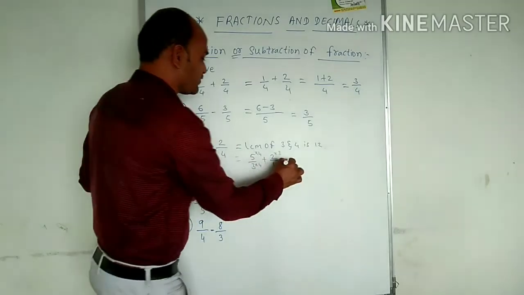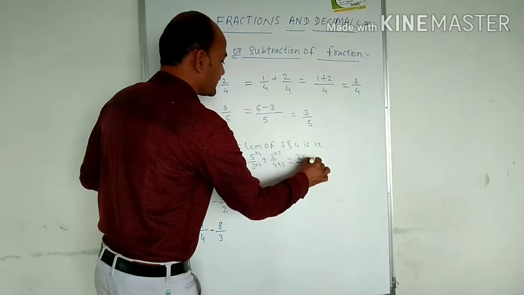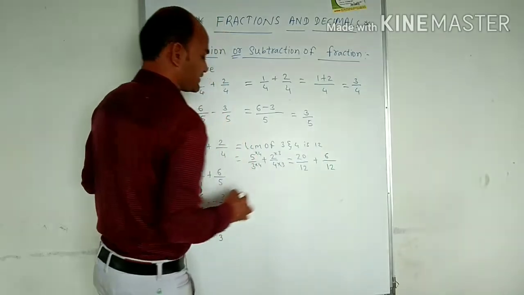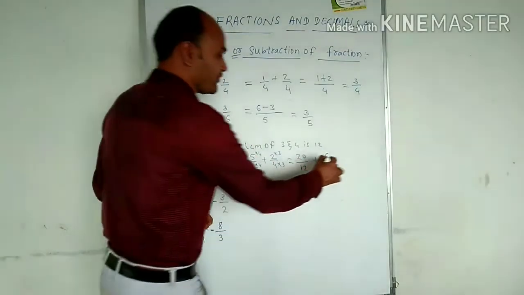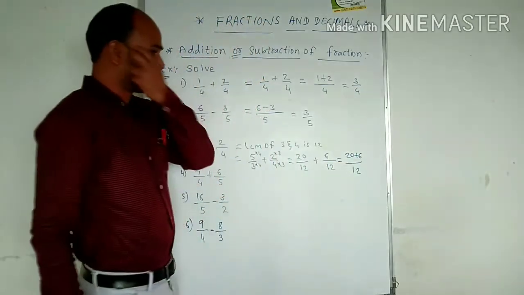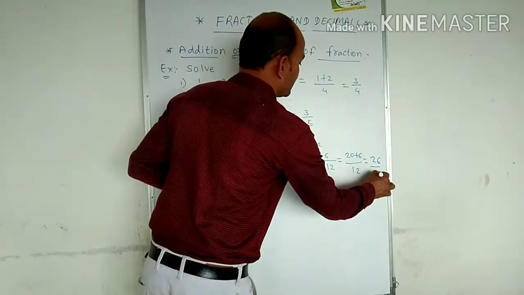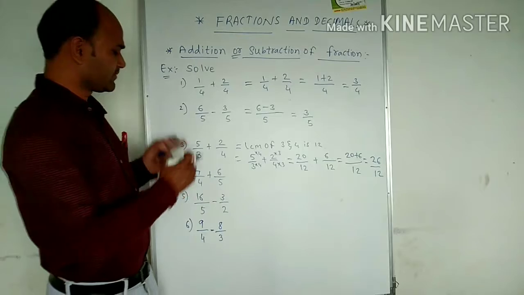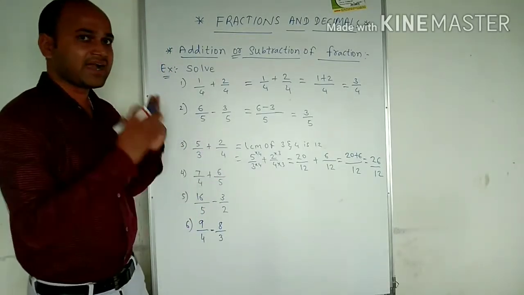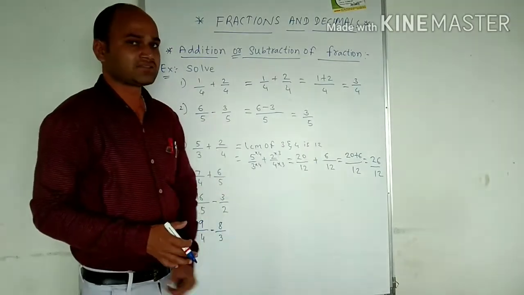After multiplying, 3 fours are 12 and 5 fours are 20, plus 4 threes are 12 and 2 threes are 6. Now it is a common denominator. We add 20 plus 6 and write 12 as the common denominator. So we get 26 upon 12. Firstly find the LCM of the denominators, then find the equivalent fractions to make the denominators equal, and we get the answer.